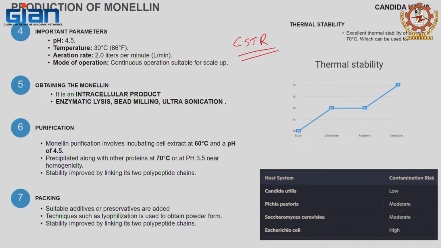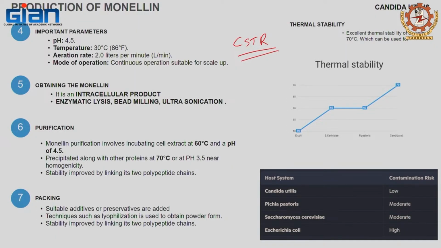And regarding the monellin obtaining process, I don't want to say it again and again. We'll just simplify the process. As usual, we know it is an intracellular product which can be obtained through enzymatic lysis, bead milling, and ultrasonication processes. And based on its scale-up conditions, the methods that we have for the extraction can be modified, which I mean to say is, if it's up to large scale, we can adapt fermentation and extraction processes which are specifically suitable for that.